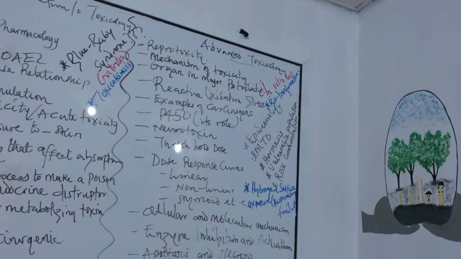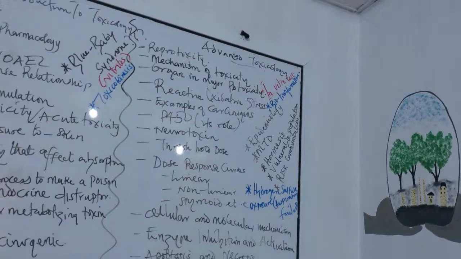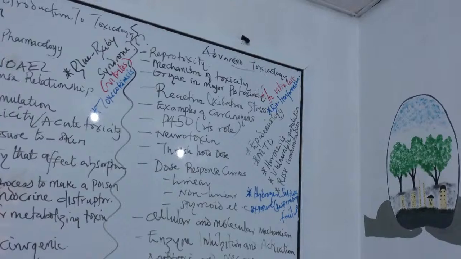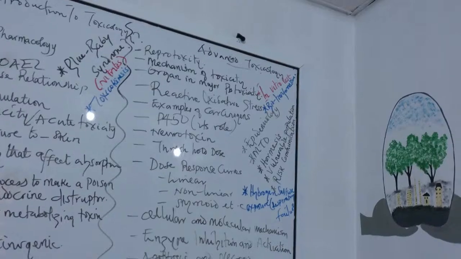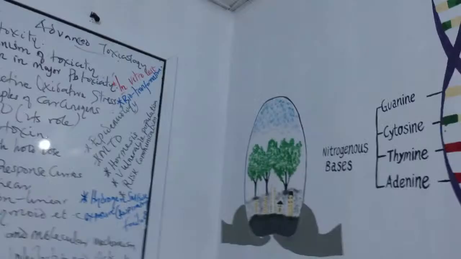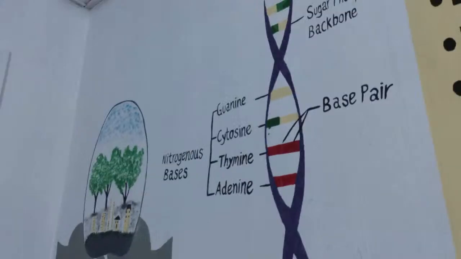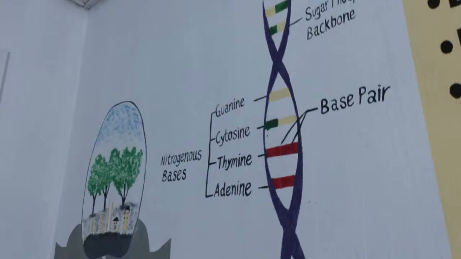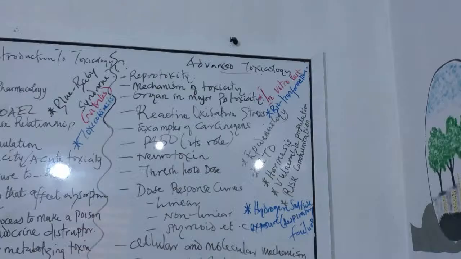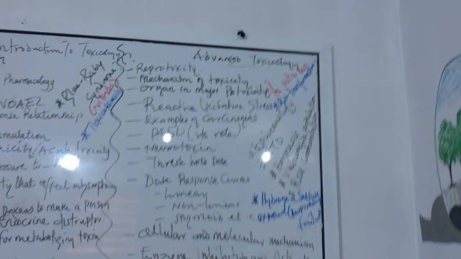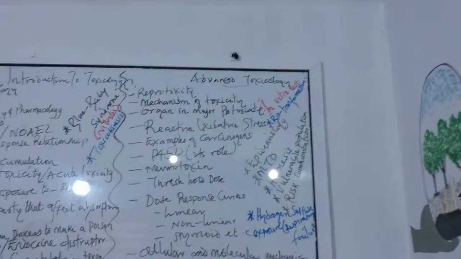So it is no longer the primary, the introductory stage, but this time around we are talking about the advanced stage. That is the reason why what we will do next is going to be on an advanced level. The first thing we will learn in this advanced toxicology is reprotoxicity.